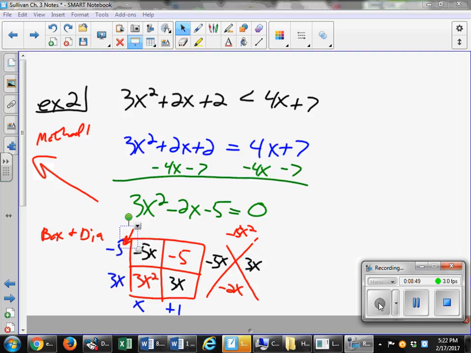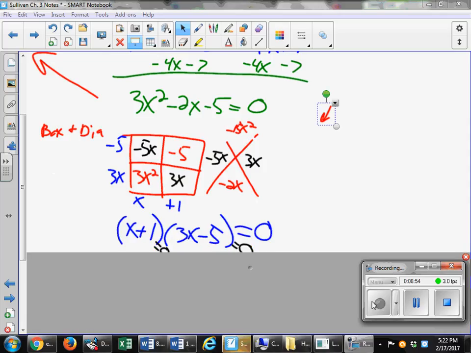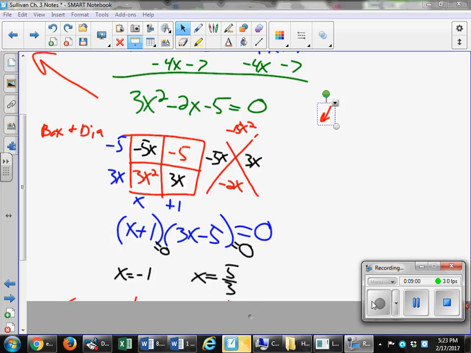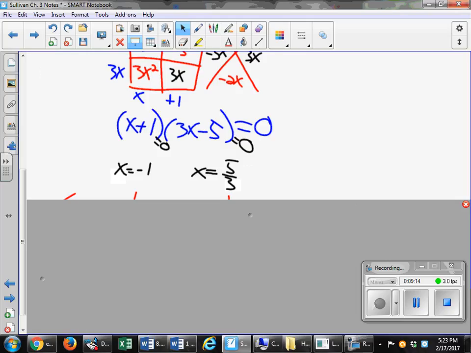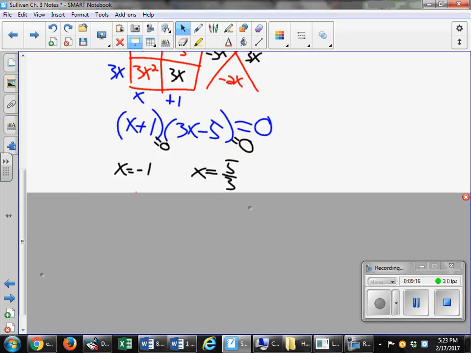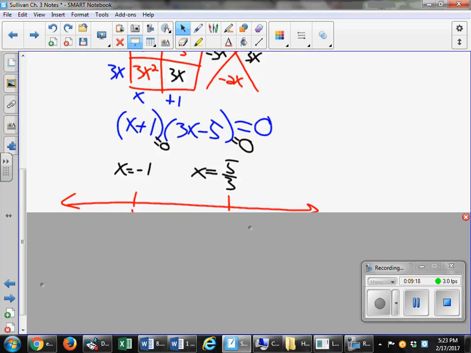And we do all the factor business, and that leaves us with x plus 1 times 5x minus 3 equals 0. And we use the zero product property, and we find out that x is equal to 1 or x is equal to 5/3. Again, this is that little number line that I think we should try to use. Our zeros were at these 2 points, and we just put those on the number line. Those were our zeros.